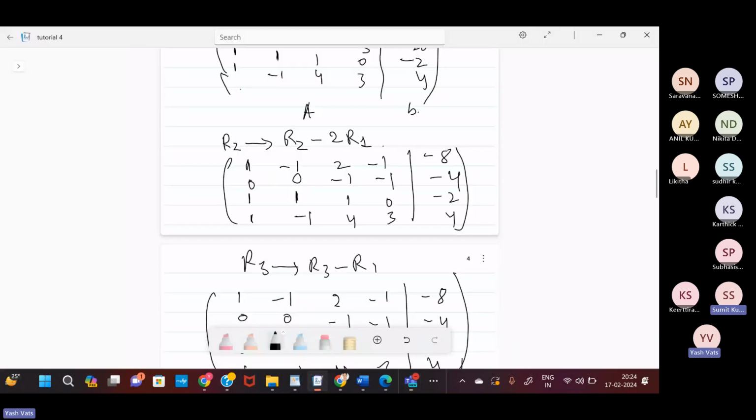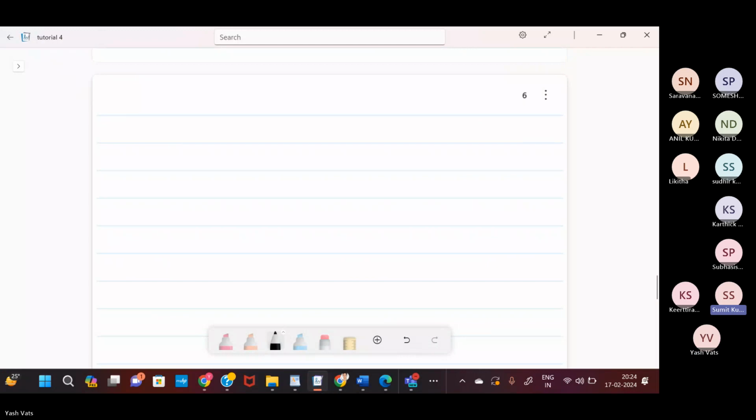So in general, if you have a matrix, should I take a 3 by 3 for easiness? Yeah.